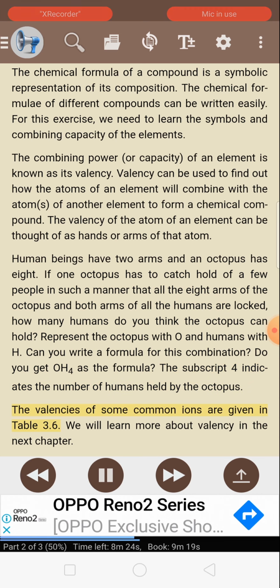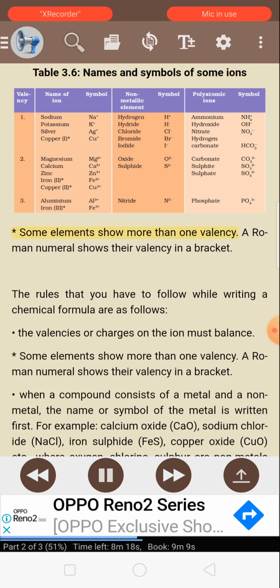The valencies of some common ions are given in Table 3.6. We will learn more about valency in the next chapter. Table 3.6: Names and symbols of some ions. Asterisks on elements show more than one valency. A Roman numeral shows their valency in a bracket. The rules that you have to follow while writing a chemical formula are as follows. The valencies or charges on the ions must balance.